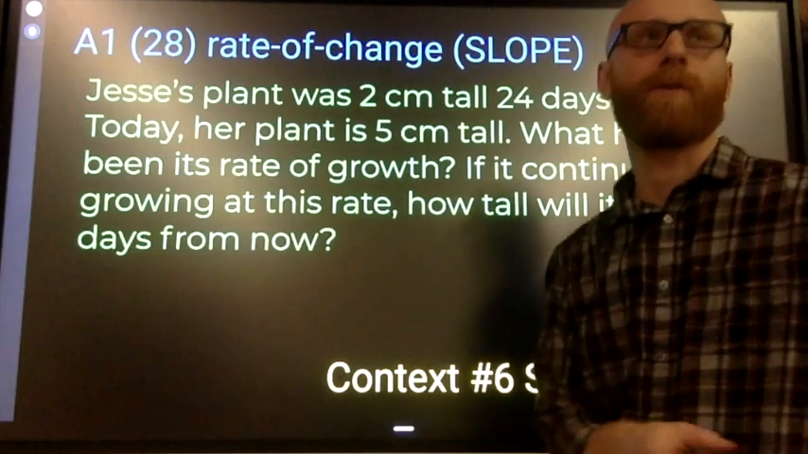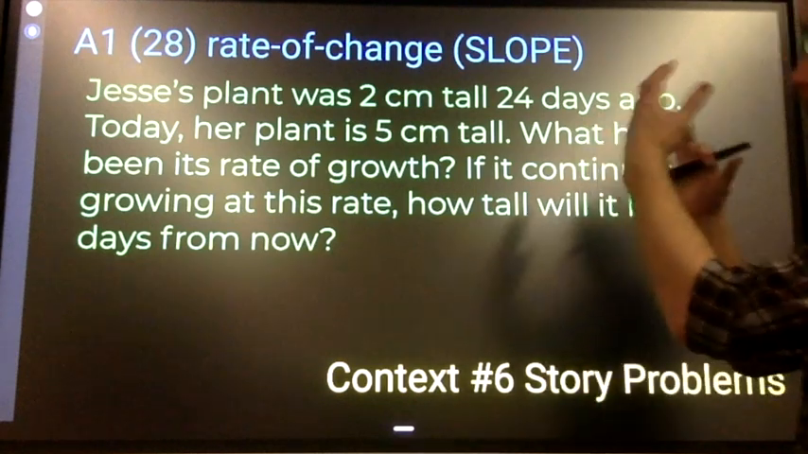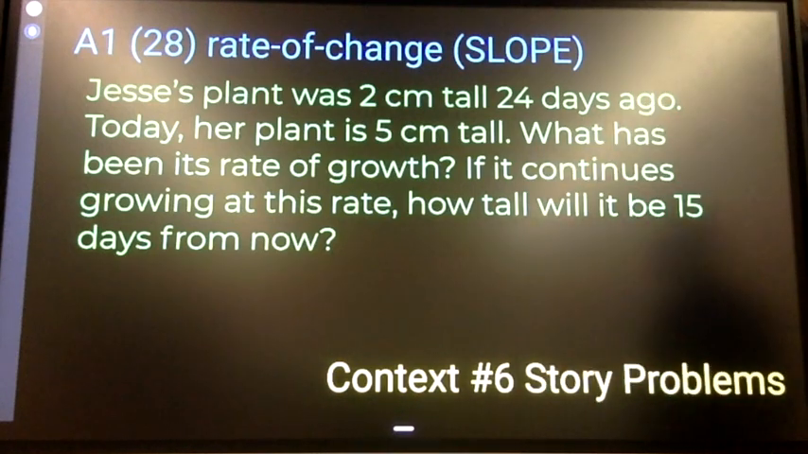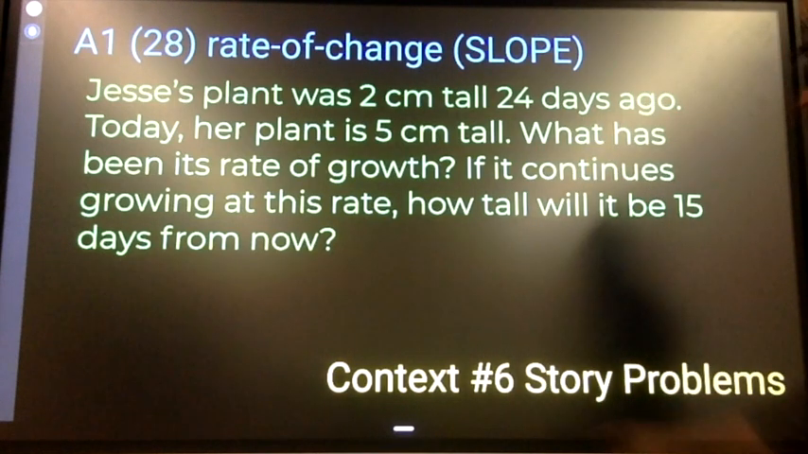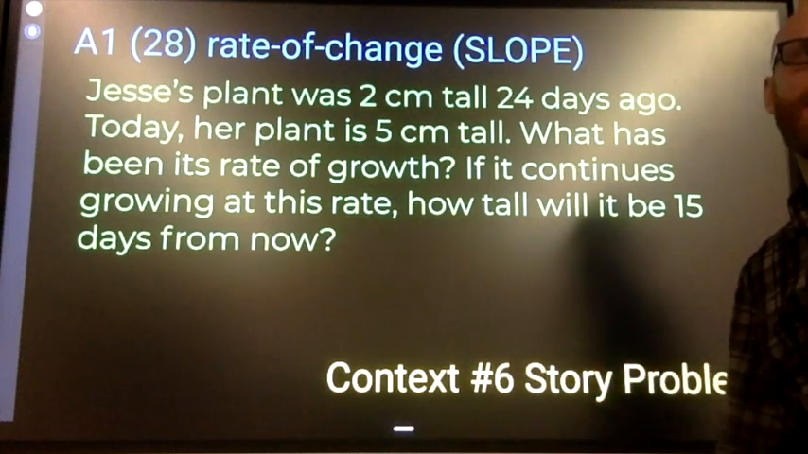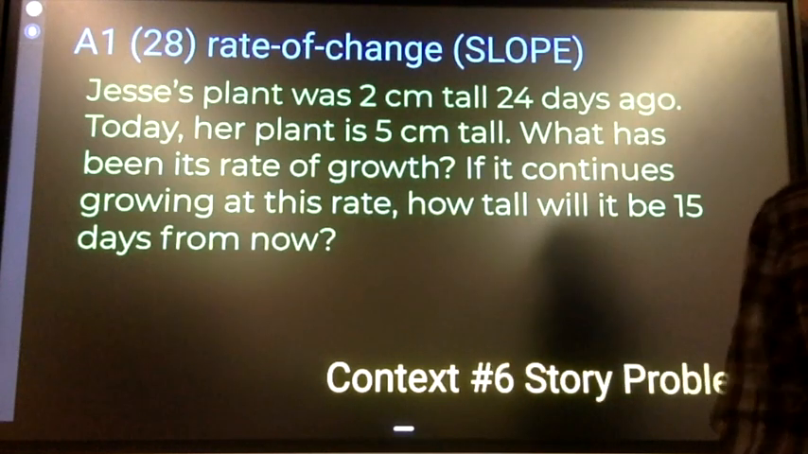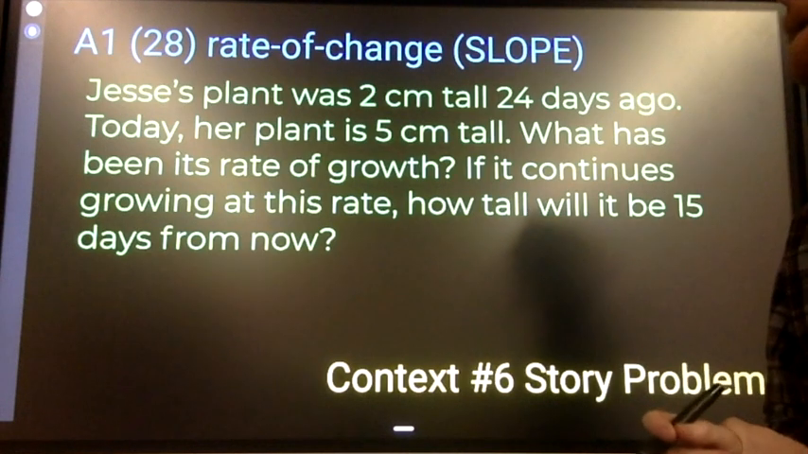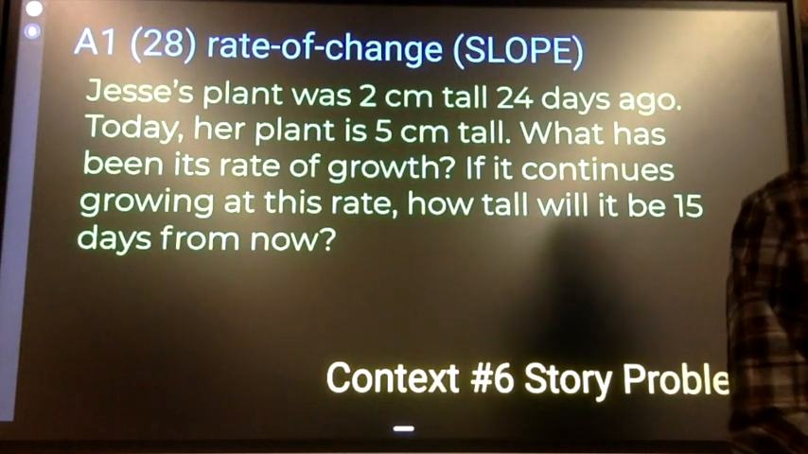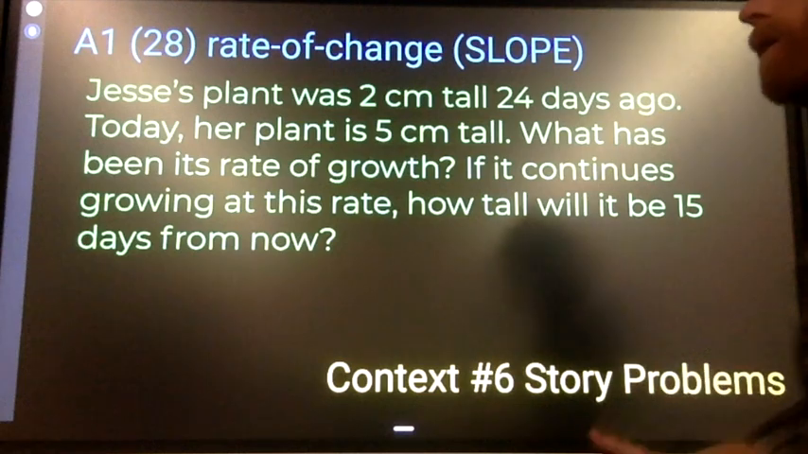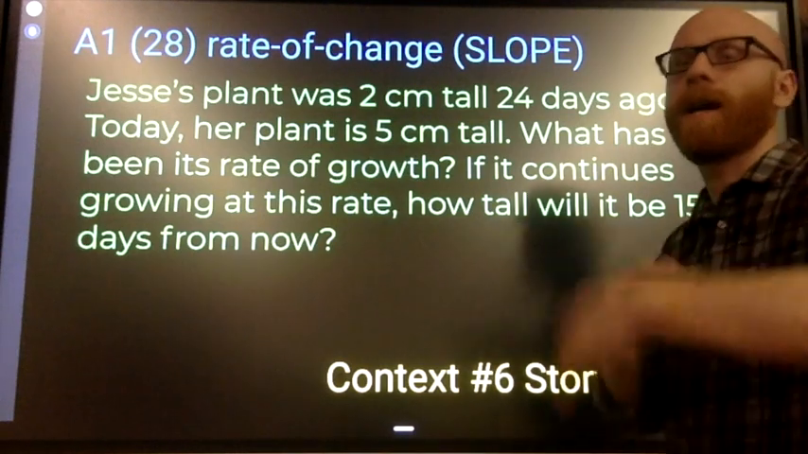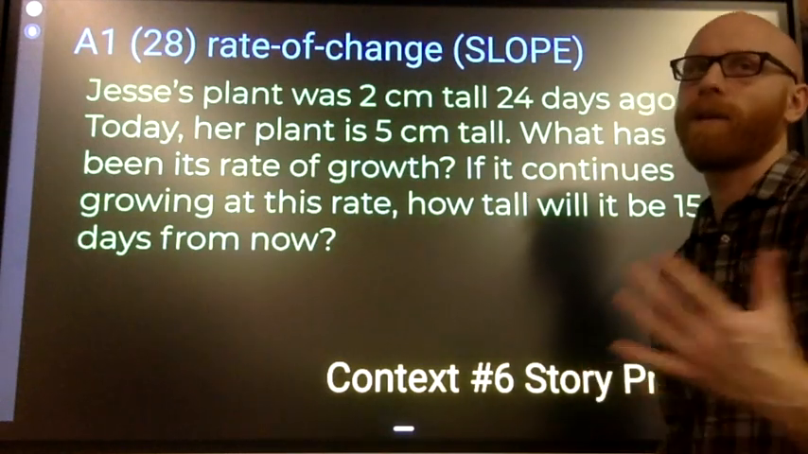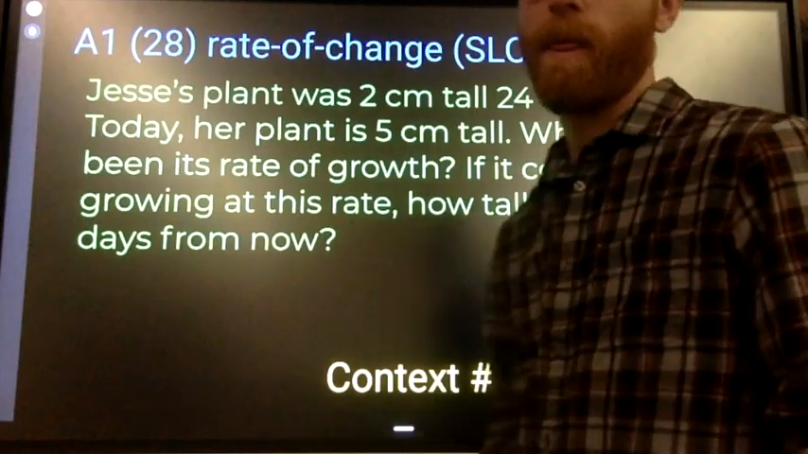All right, so this is what I'm going to do from this point forward. I'm going to put problems on the screen in the different contexts. I want you to hit pause, see if you can figure the slope before I do the slope, and then unpause and see if you've done it correctly. All right, when you feel like, yes, I've got the hang of this, then you're ready for your paperwork.